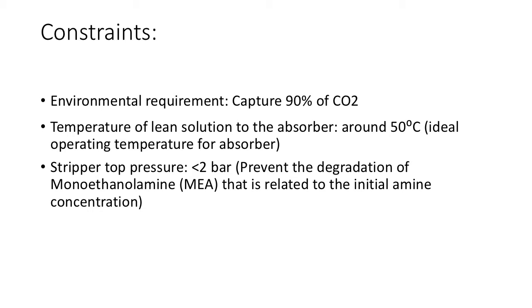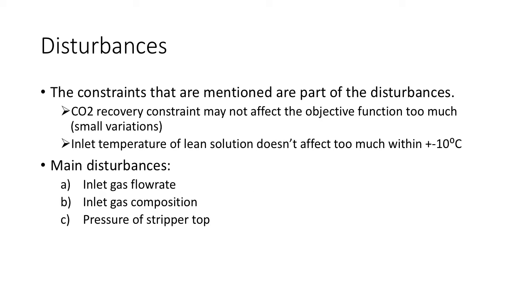The next will be the temperature of the lean solution to the absorber, which is ideal for the absorber to keep around 50 degrees Celsius. Other than that, the stripper top pressure needs to be controlled below 2 bar to prevent the degradation of MEA solution. For the disturbance variables, the constraints discussed previously will be part of it.